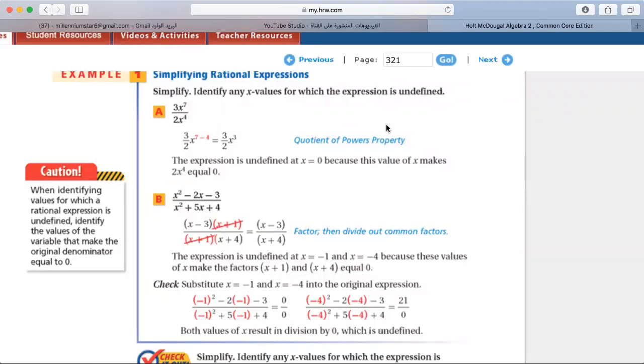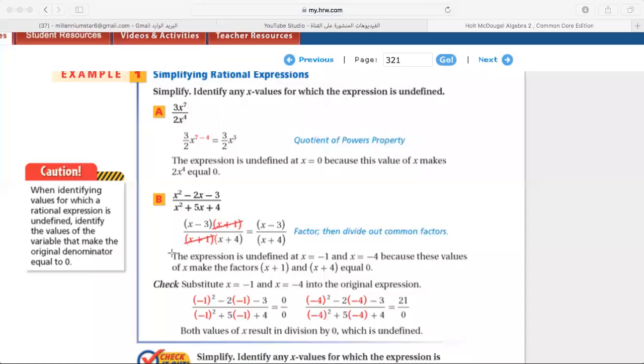So back to example 1, I want to focus on a part here. When I factored x plus 1 and x plus 4, when I want to get the value of x, you remember before, girls, that x used to be negative 1 and x is negative 4. So I will add here a sentence that the expression is undefined at x is equal to negative 1 and x is equal to negative 4.